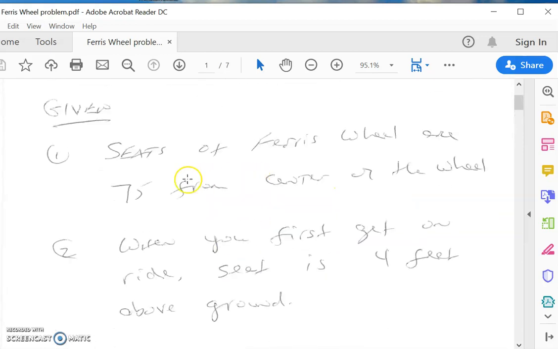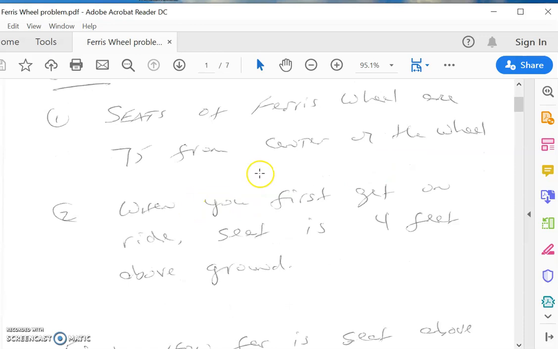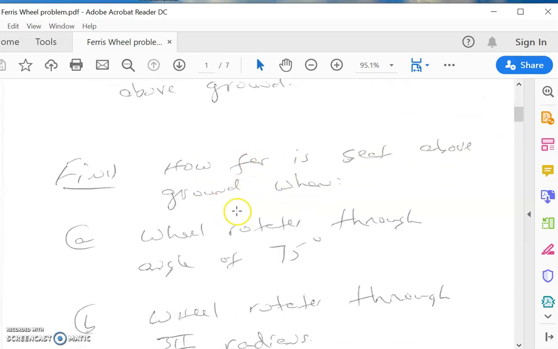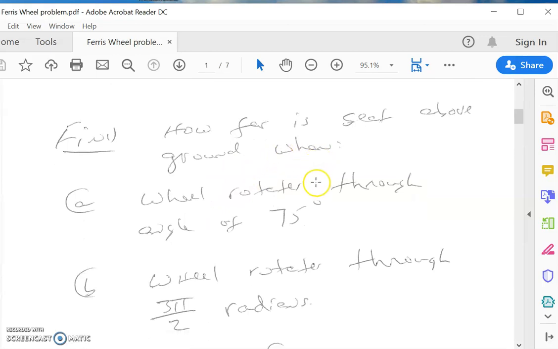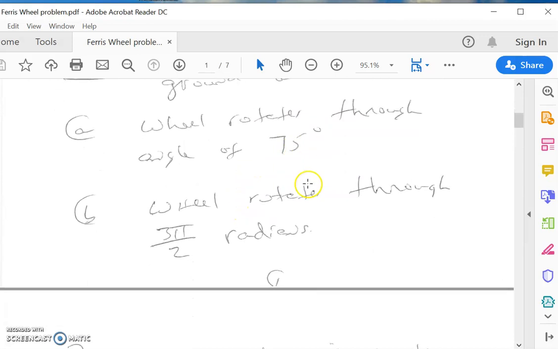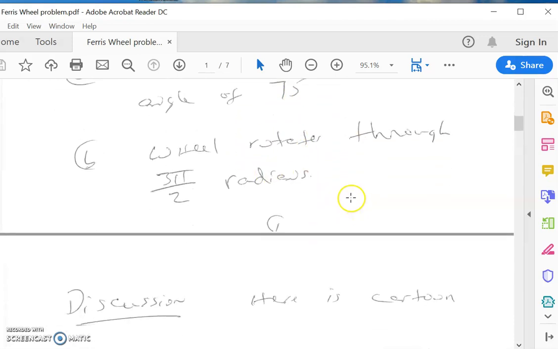Okay, so here we are. Here's what we're given. The seats of the Ferris wheel are 75 feet from the center of the wheel. When you first get on, the seat is 4 feet above the ground. Find how far the seat is above the ground when, and then it gives you the two scenarios. The wheel rotates through an angle of 75 degrees. The wheel rotates through 3 pi over 2 radians.